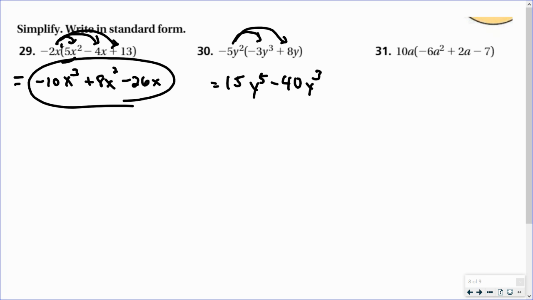And what happens if, let's say that this one right here is a b instead of an a. So 10a squared times that is negative 60. Okay, coefficients, 10 times that is negative 60. a to the first, a to the second, a to the third. 10 times 2 is 20, that's the coefficients. a to the first times b is just ab, nothing special there. 10 times negative 7 is negative 70a.